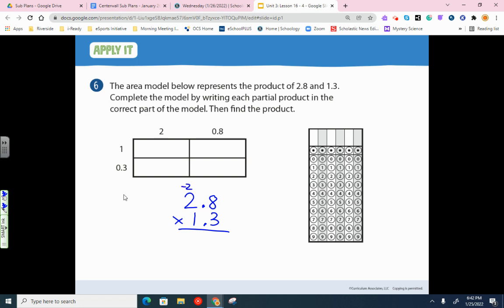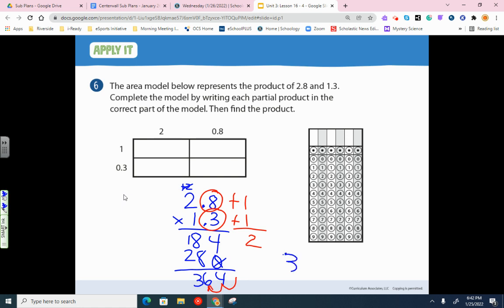3 times 8 is 24. 3 times 2 is 6, plus 2 is 8. 1 times 8 is 8. 1 times 2 is 2. That's 4, 16, 3, 6, 4. I've got 1. I've got 2. Oops, I was getting ahead of myself. I knew that should have been 1 for a total of 2. And our final answer is 3.6 4 0 0, 3 and 6400ths.